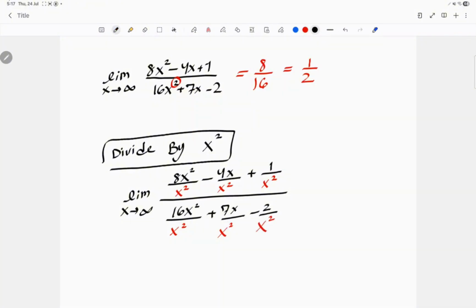So, the trick is, whenever the exponent of the x is larger in the denominator, that whole thing becomes 0 when x approaches infinity. So, 8x squared over x squared is an 8. But for the next ones, since the exponent is bigger in the bottom, the whole thing becomes 0. 8 plus 0 over 16 plus 0, which is 1 over 2. And that's how we do it. Let's do another one.